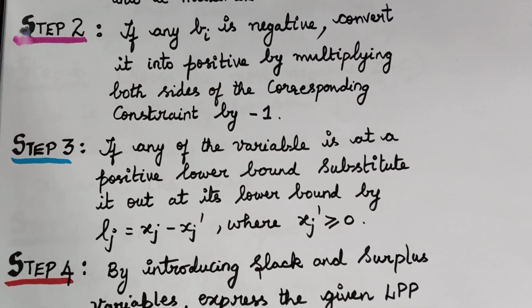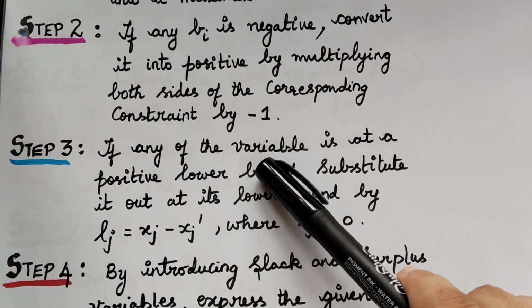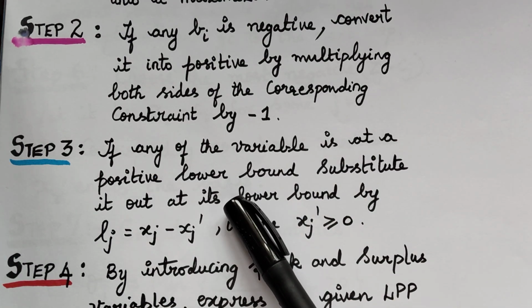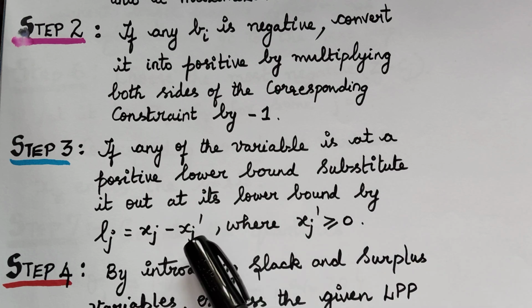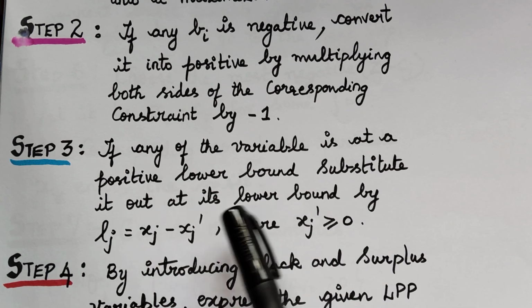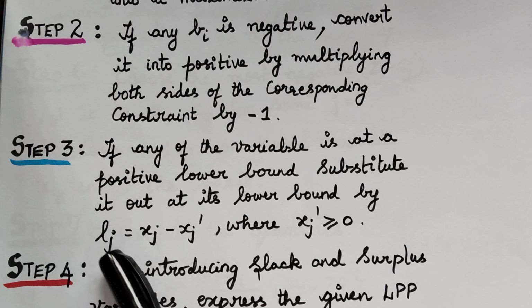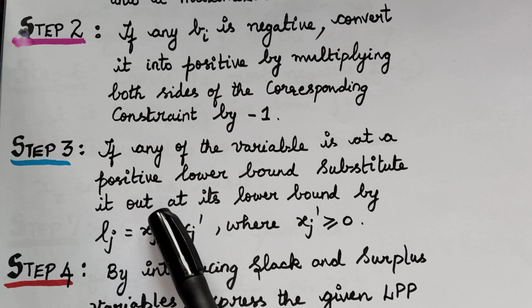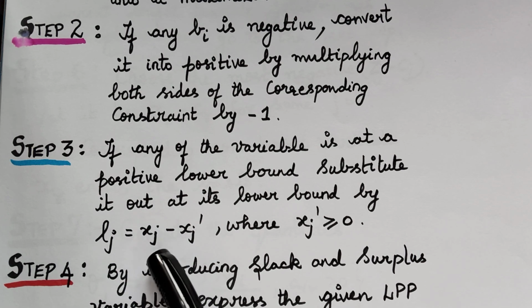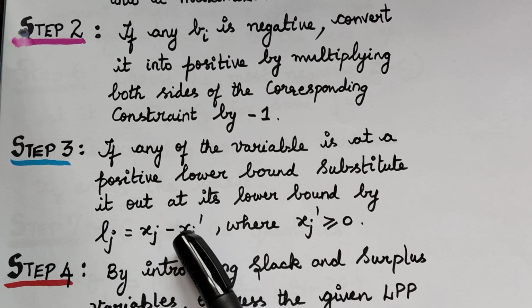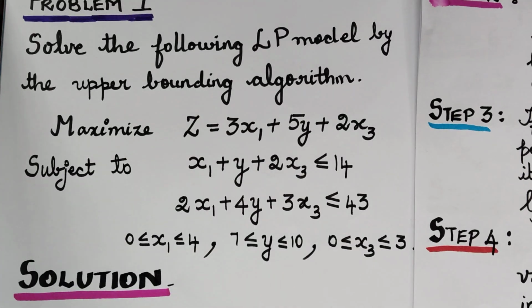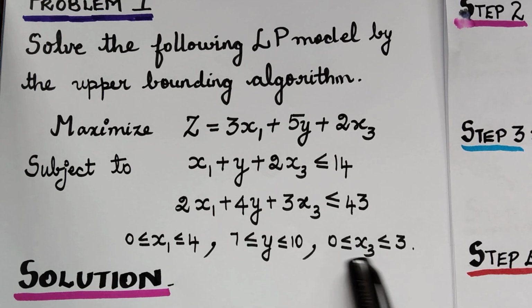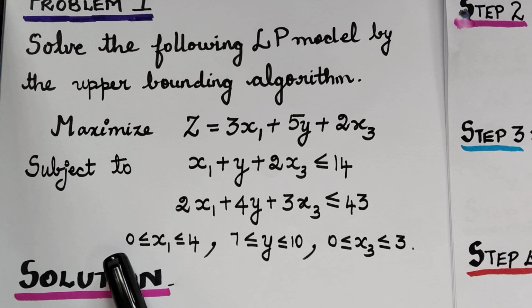The third step is, if any of the variables is at a positive lower bound, we have to make a substitution. And how will the substitution be? The substitution will be done for the lower bound by Lj = xj - xj', where Lj is the lower bound, xj is the variable that has been given in the question, and another variable xj' we have to introduce. If we check in our given problem, here we have the non-basic variables x1, y and x3. What are the bounds for x1? 0 and 4.